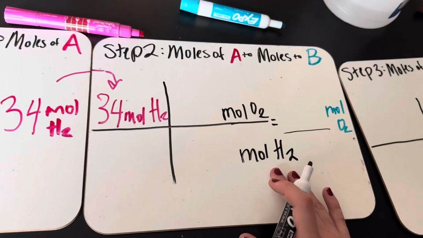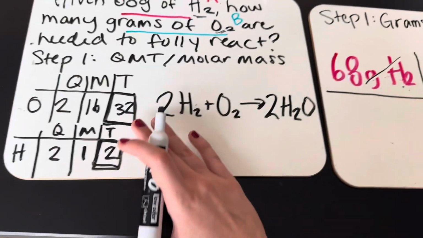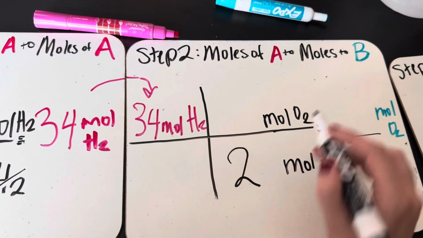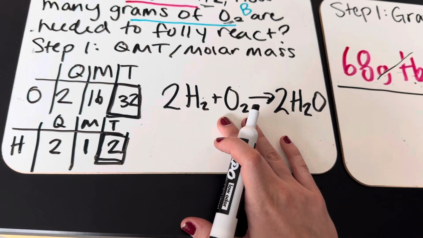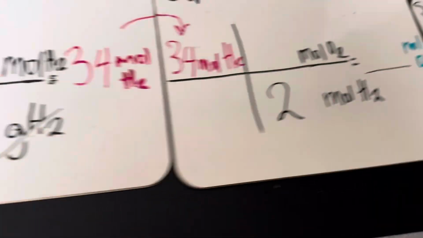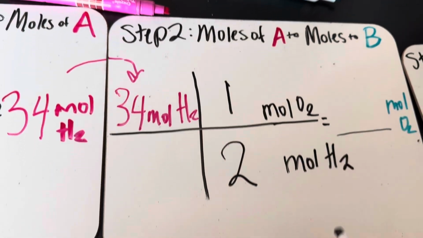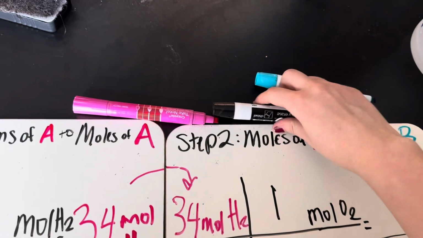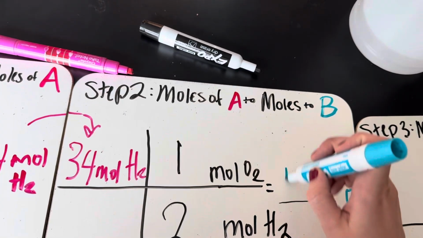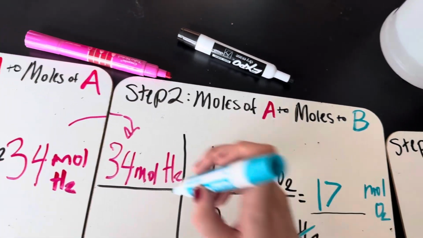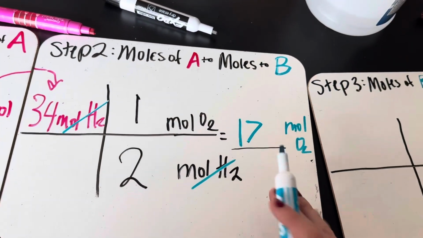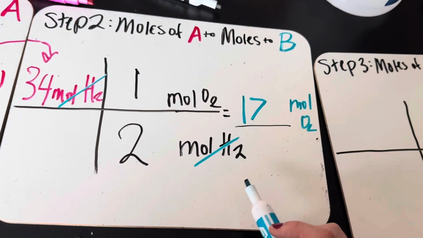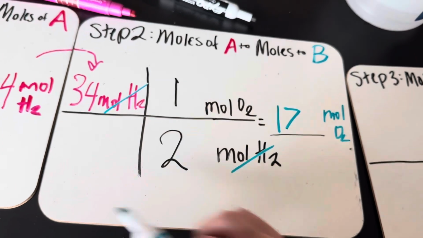So for H2, I have mole H2 here. My number in front of H2 is 2. So that's what I'm going to write. And then I have O2, mole O2. I go over here to O2. There's nothing there. If there's nothing there, we assume it's 1. So now we say 34 times 1 divided by 2, and we end up getting 17 because mole H2 canceled out. The reason I've switched to blue now is because I have officially switched over to O2. I am in moles of O2. I no longer have H2.